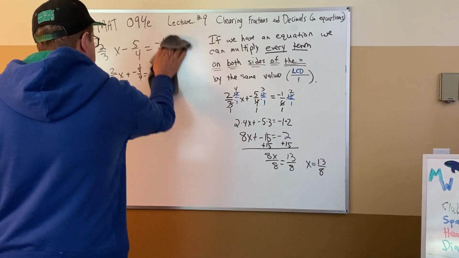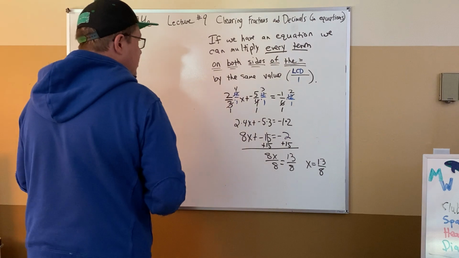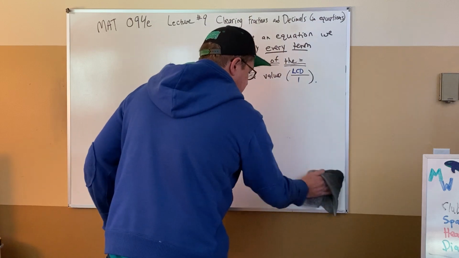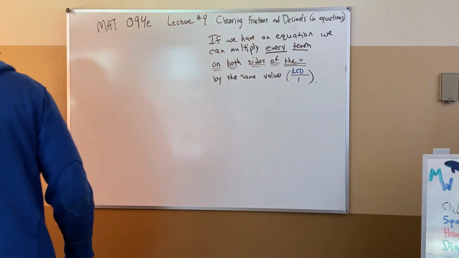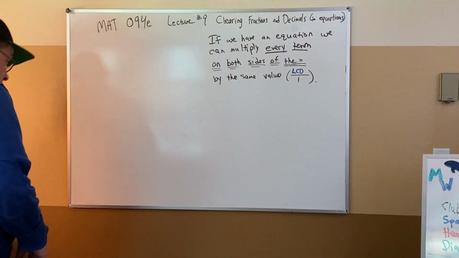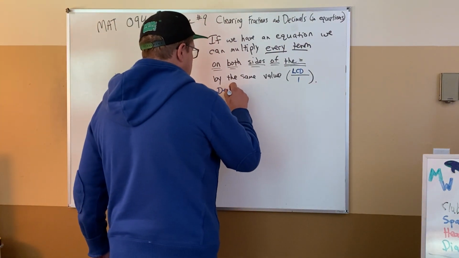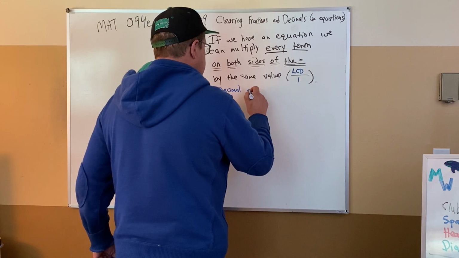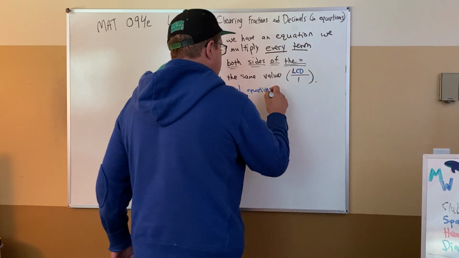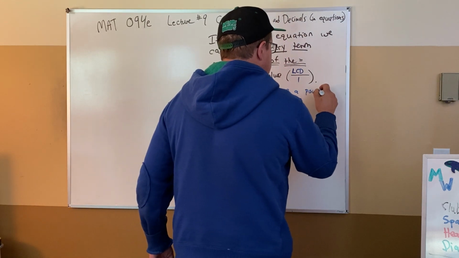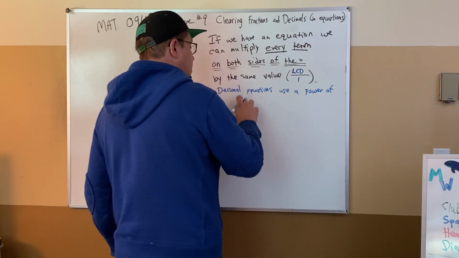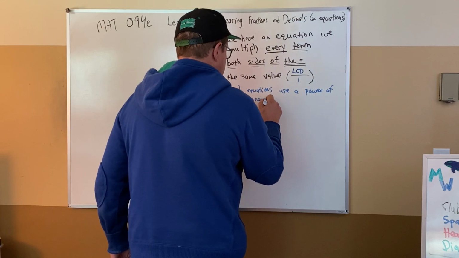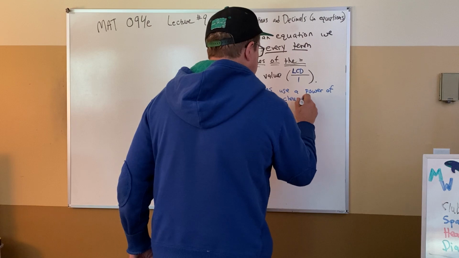Now, with decimals, we don't want to have to deal with the decimals that are there either. So the number you can use, if it's fractions, you're going to use the LCD. If it's going to be decimals, since you can use any term you want, it'll be a power of 10, strong enough. So decimal equations use a power of 10. It's 10 or 100, 1,000, however many zeros, large enough to clear all decimals, so you don't have to deal with decimals.